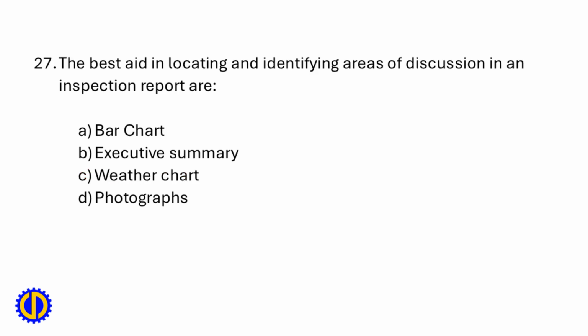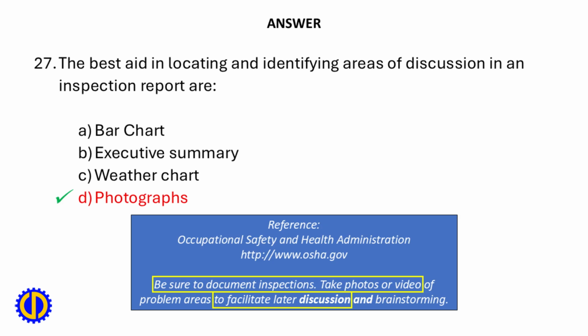27. The best aid in locating and identifying areas of discussion in an inspection report are A. Bar chart, B. Executive summary, C. Weather chart, D. Photographs. D. Photographs. Reference: Occupational Safety and Health Administration.